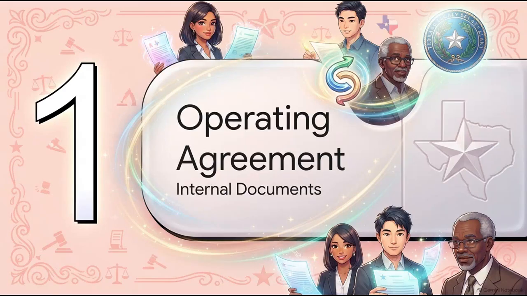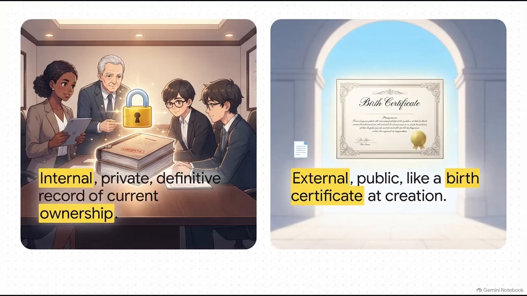Section 1, the Internal Operating Agreement. Let's start with Layer 1, which is arguably the most important bucket of work, because this is where your business legally transforms. To really grasp this, we need to compare your 2 main company documents.